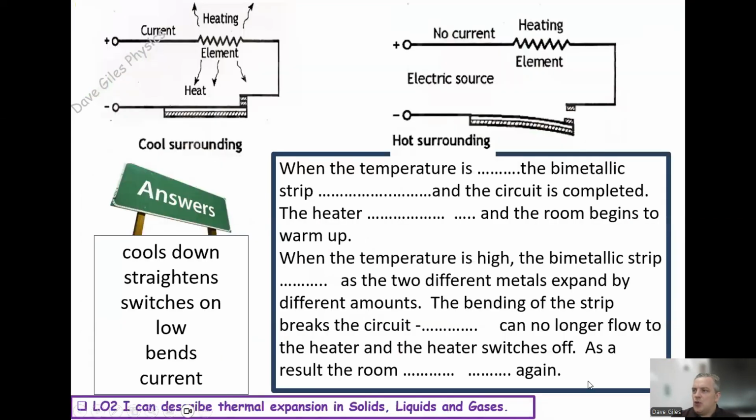So this here is a circuit with it in, and here's a little description of what's going on. I want you just to think about what the answers are for filling in the blanks. I'll give you a few seconds.